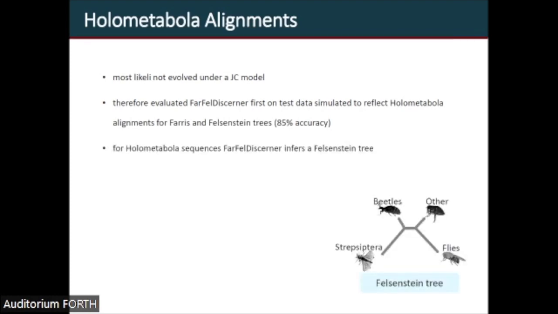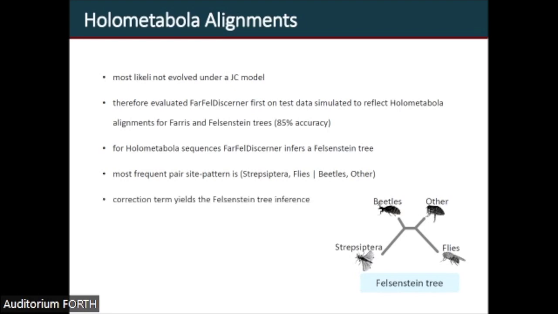And so we applied Farfeld-Soehner to the holometabola alignments, and what we got out is actually a Felsenstein tree. So Farfeld-Soehner says basically that Strepsiptera is placed together with the beetles. And now the nice thing is that we can take a look at why it infers this. The first term is actually rather in the direction of a Ferris tree, as the most frequent pair side pattern here is that which pairs Strepsiptera and flies.